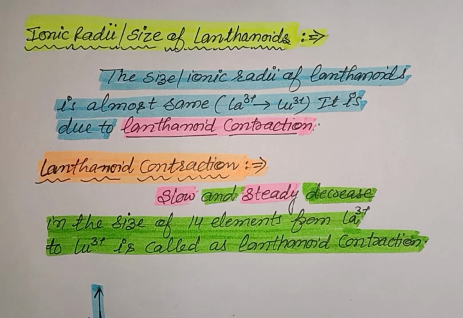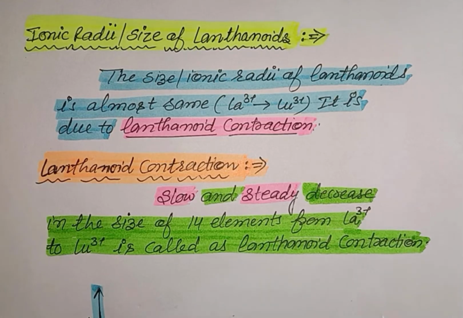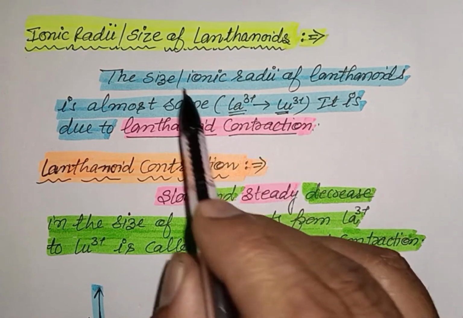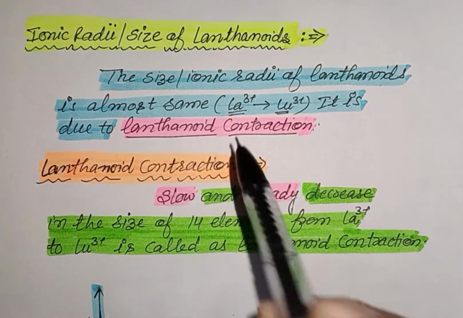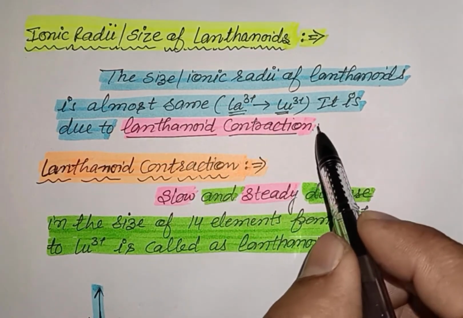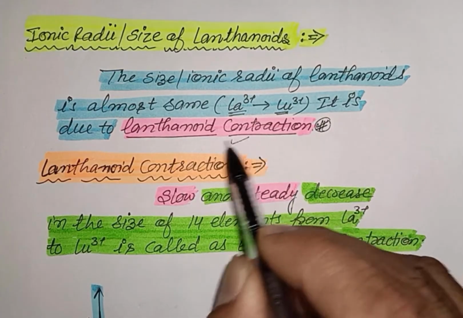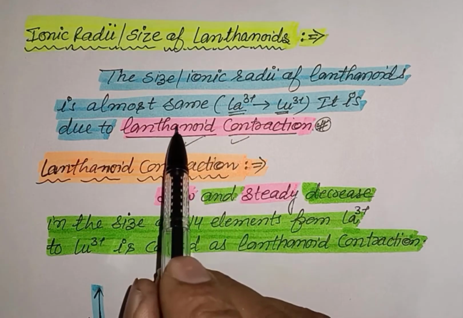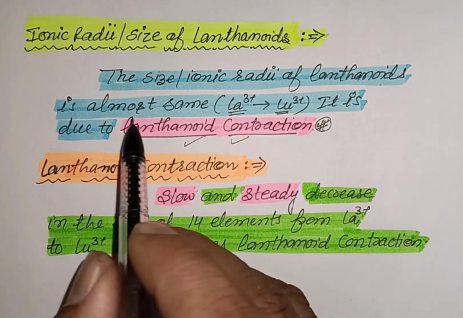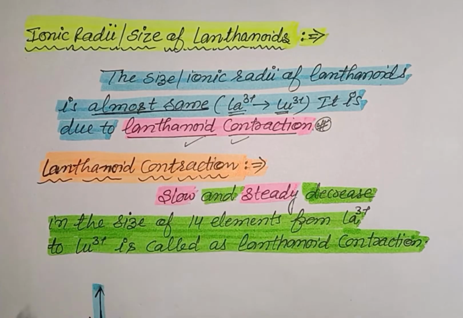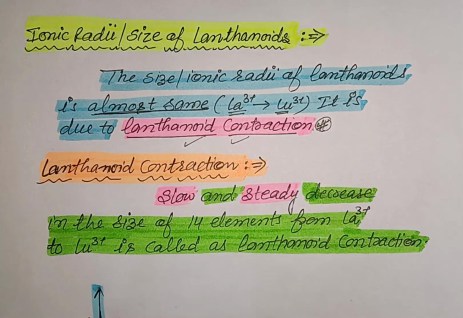The next topic is ionic radii or size of the lanthanoids. The size of the lanthanoids continuously decreases from lanthanum to lutetium. The continuous decrease in the size of the lanthanoid from lanthanum to lutetium is due to the lanthanoid contraction. So there is a very small decrease in the size from lanthanum to lutetium. So we can say the size of all the lanthanoids is almost the same or comparatively the same.